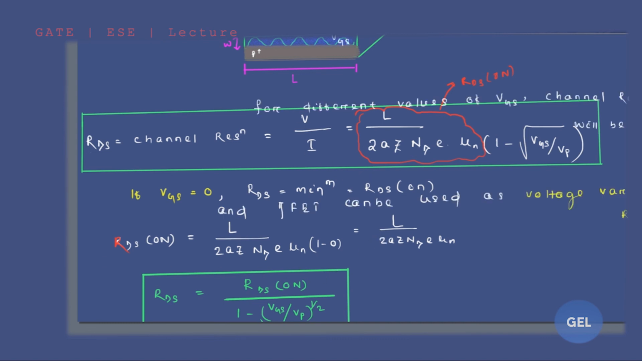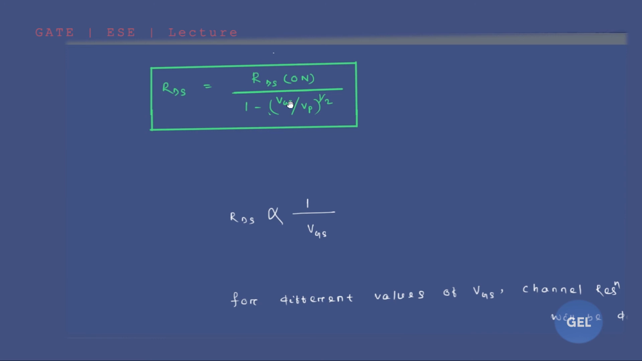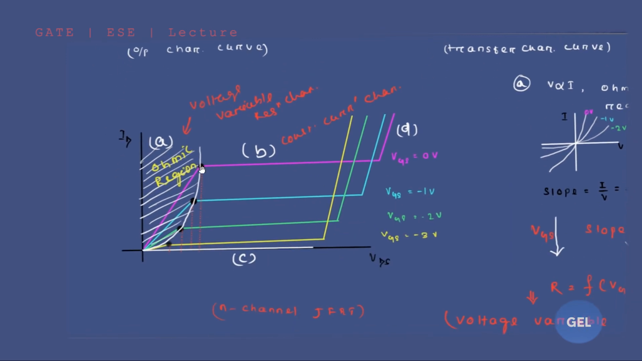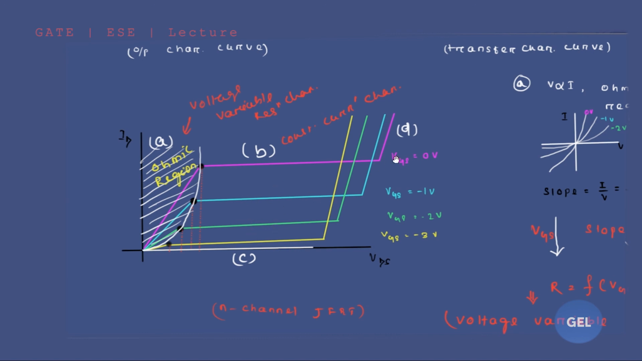Okay, now look at this formula: RDS equals RDS on divided by 1 minus VGS by VP whole to the power 1 by 2. Now if VGS is decreasing, if gate to source voltage is decreasing from 0 volt to minus 1 volt to minus 2 volt to minus 3 volt, you can see your channel resistance is increasing. Channel resistance increasing means current value decreasing. See, the current was this much here, then decreased here, then decreased again. Suppose the current was 5 milliamperes, it will become 3, 2, 1, because VGS is decreasing. With VGS decreasing, resistance is increasing.